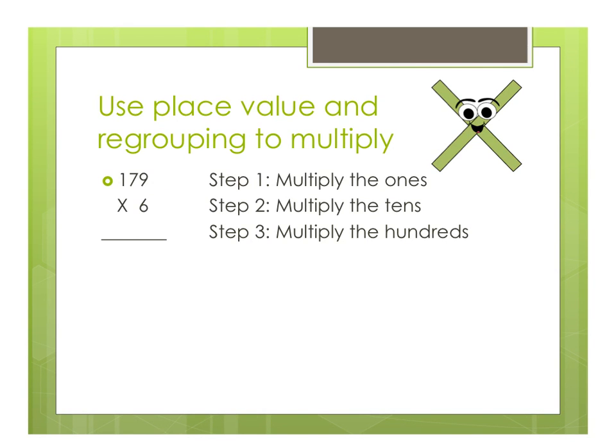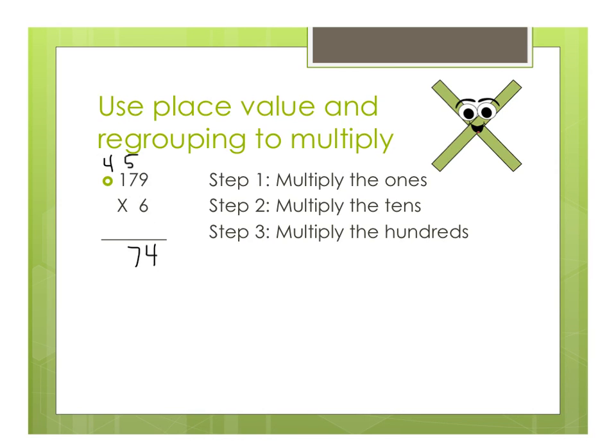Now that I have an estimate, I can use my algorithm with place value and regrouping to multiply. Step 1, start with the ones place. 6 times 9 is 54. So I'm going to write my 4 and regroup the 5. Now I multiply the tens place. 6 times 7 is 42, plus 5 is 47. So I write my 7 and regroup the 4.